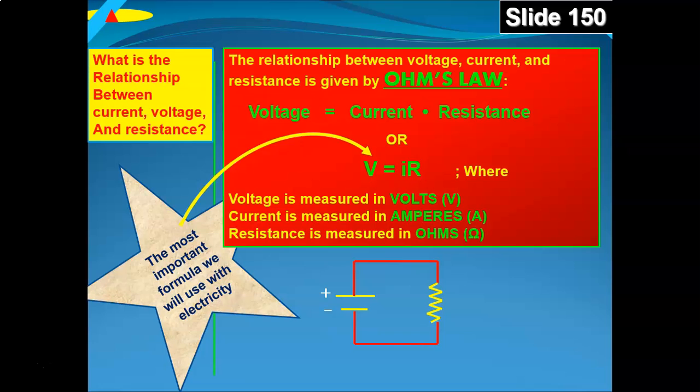What is the relationship between current, voltage, and resistance? So the relationship between voltage, current, and resistance is given by Ohm's law. And it's voltage equals current times resistance, or V equals IR, where V is voltage measured in volts, current is measured in amperes or amps, A, and resistance is measured in ohms, which is the omega symbol.